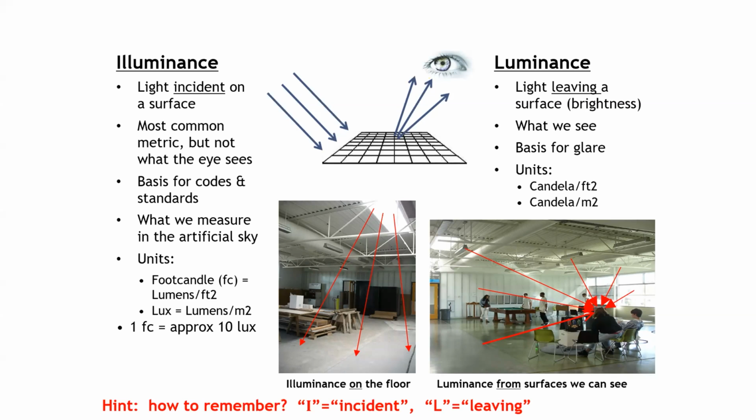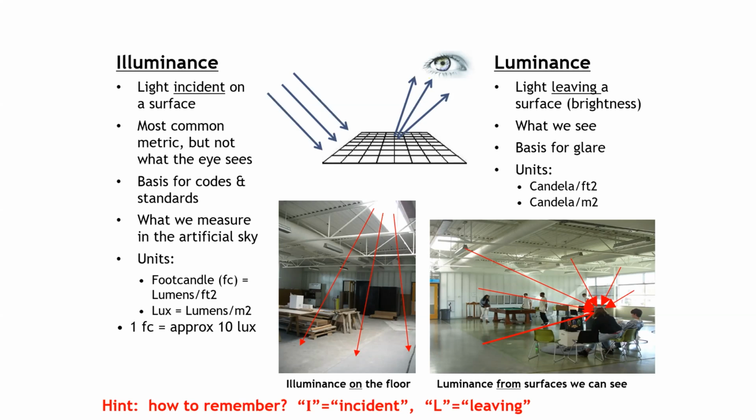It is the basis for most codes and standards, and the units are imperial, which is foot candles, and that equals lumens per square foot, or the metric units, which is lux, which is lumens per square meter. And to get a range of how you can figure that out, 1 foot candle is approximately 10 lux.